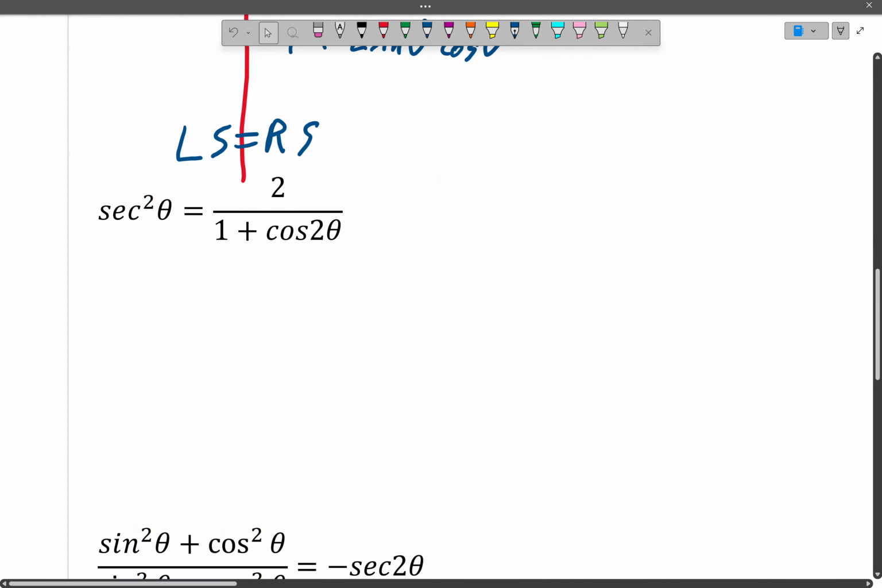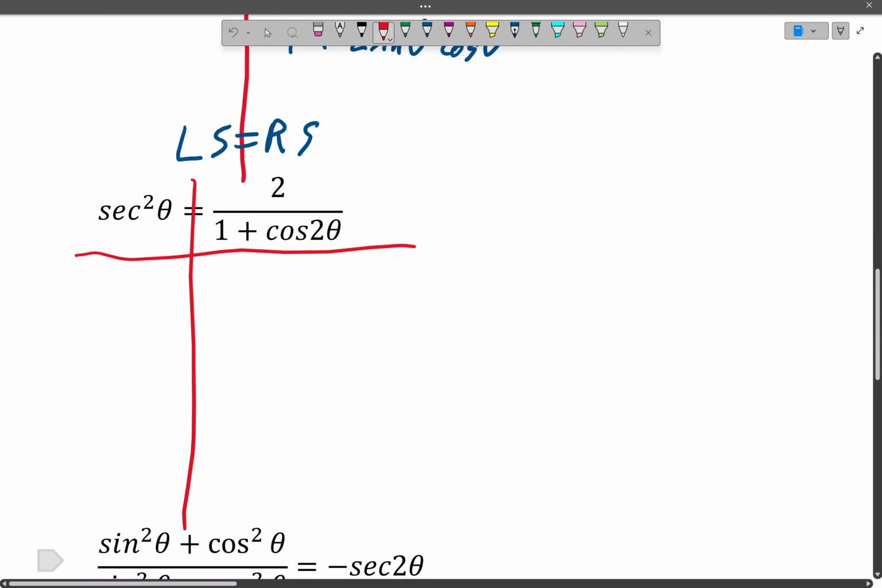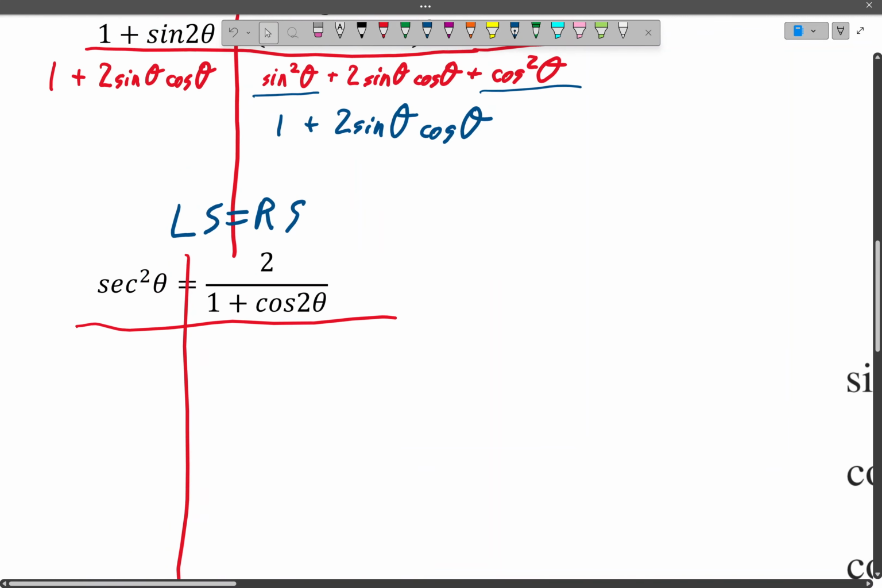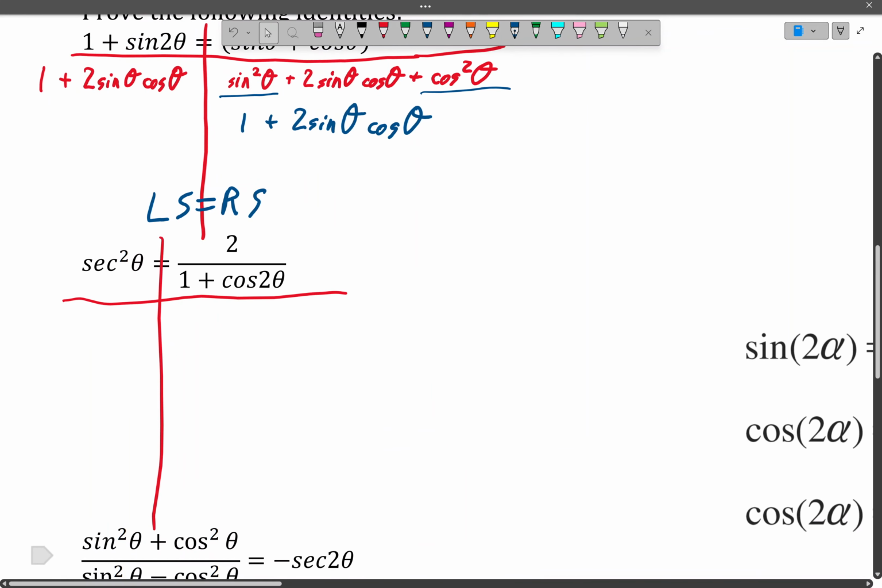Okay, let's take a look at our next identity and proof. I recommend you pause the video now and see if you can solve this one.